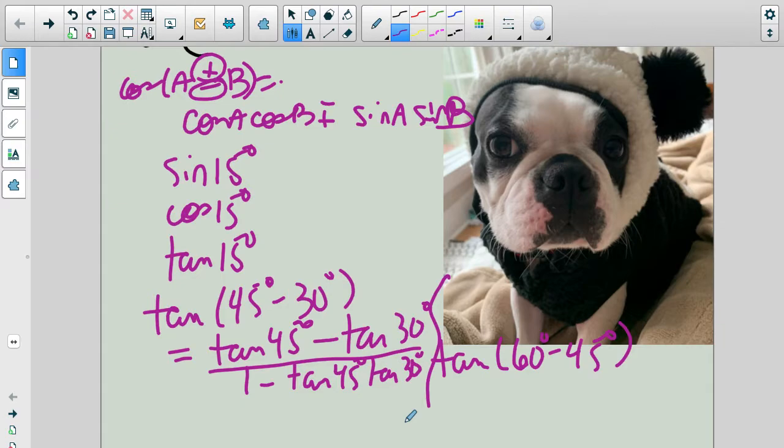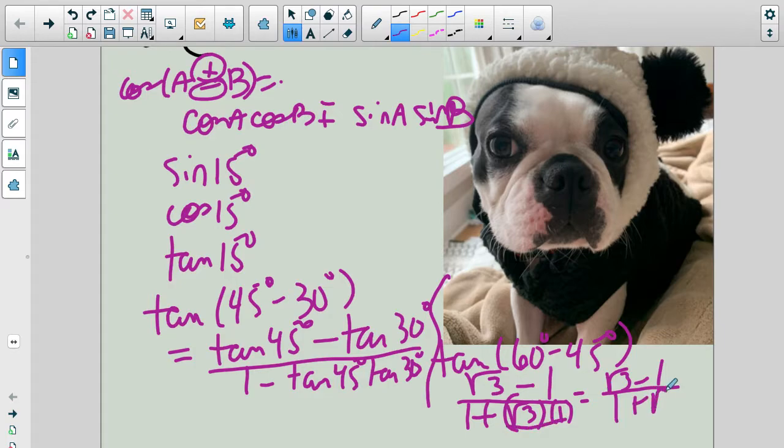If you did this one, it would be tangent of 60, which is square root of 3, minus tangent of 45, which is 1, over 1 plus tangent of 60, which is square root of 3, times tangent of 45, which is 1. Order of operations, you multiply first, so you get this.